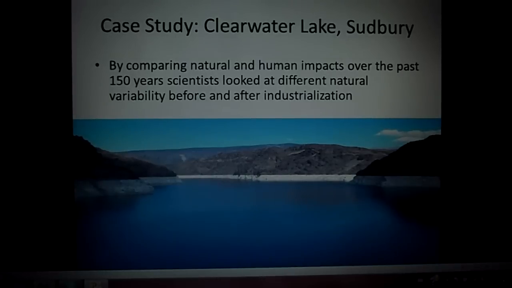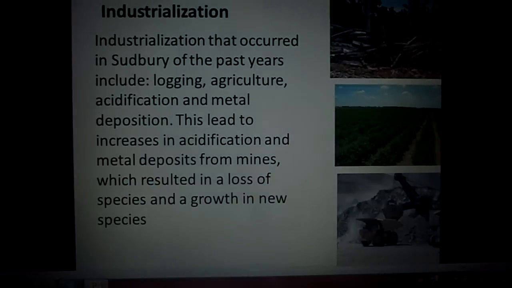So one of the case studies we looked at was Clearwater Lake in Sudbury, and they compared the natural and human impacts over the last 150 years, and they looked at the different natural variability before and after industrialization. So some of the industrialization that has occurred in Sudbury over the past years include logging, agriculture, acidification, and metal deposition. The metal deposition is from the mines that have grown in Sudbury over the past 150 years.